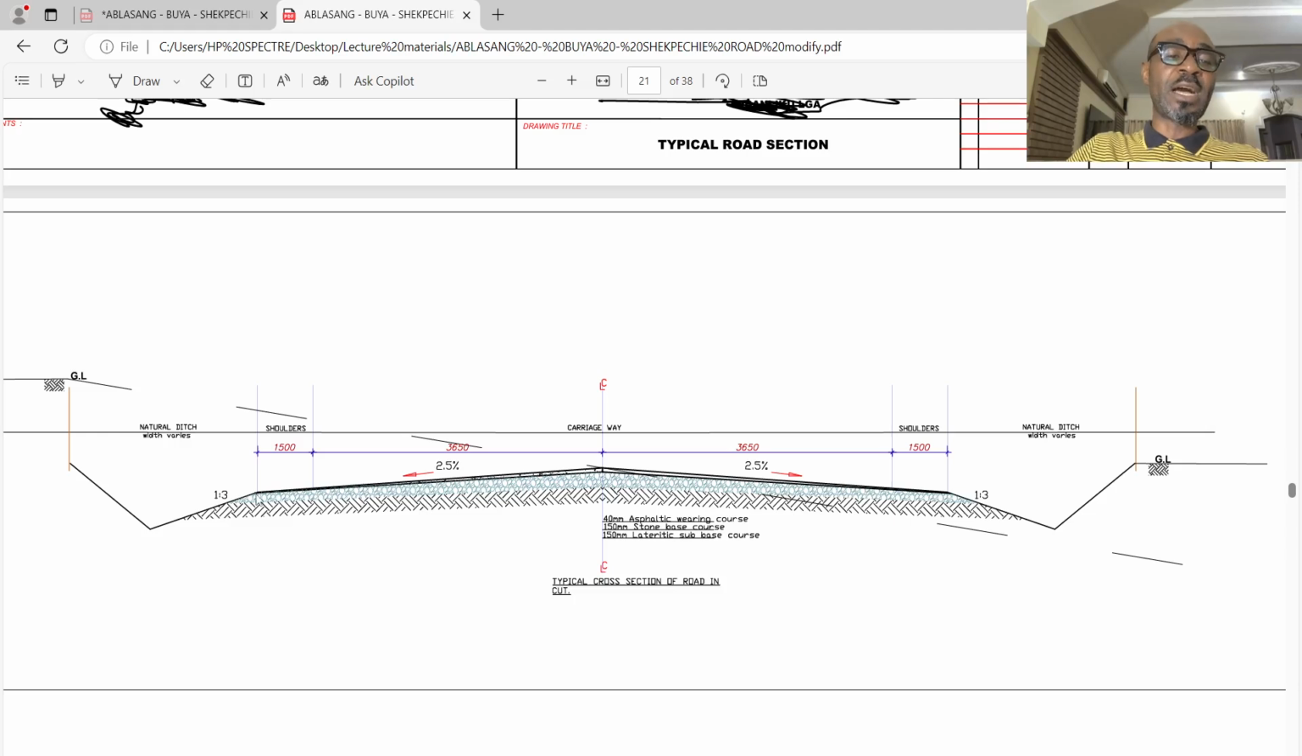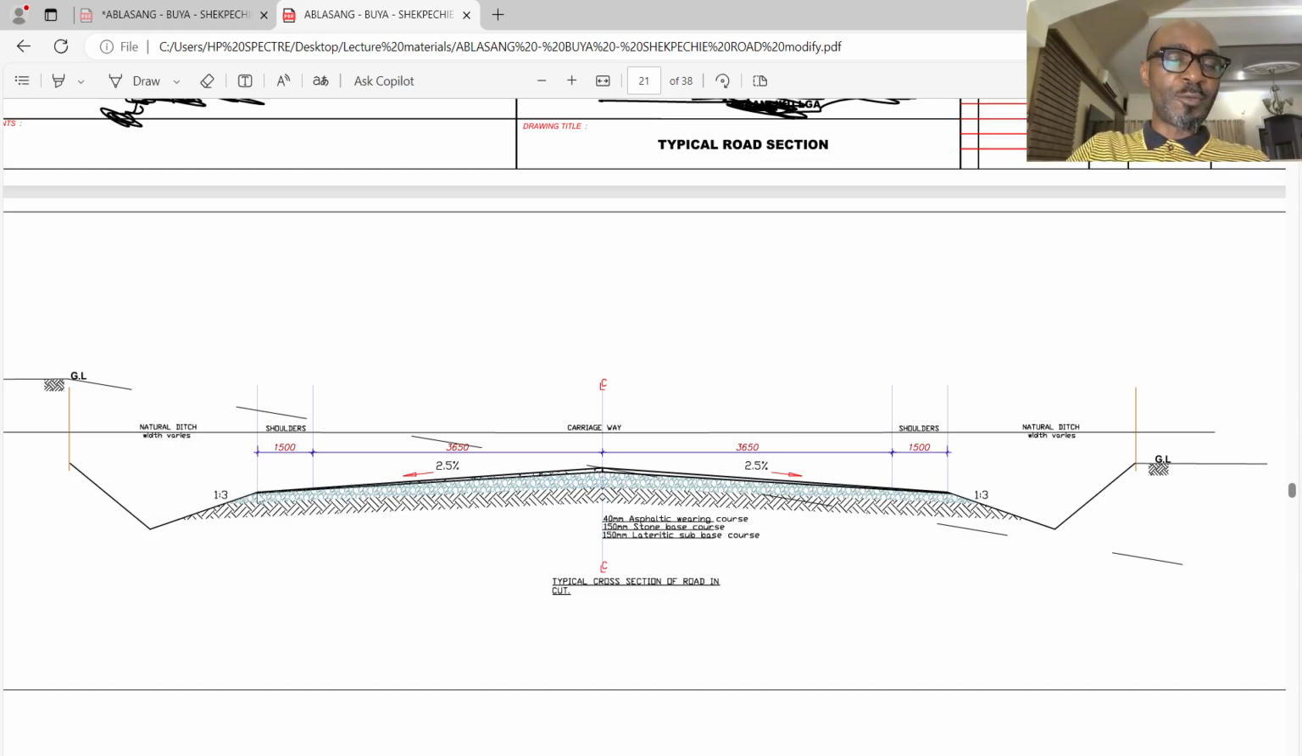So when I'm cutting down and I'm going to do an embankment, now, this is the carriageway is 3.65, the shoulder is 1.5, and the shoulder is 1.5. So the total length of your formation will be about 10.5 up to this point. So it is from this point that the road begins to slope down.